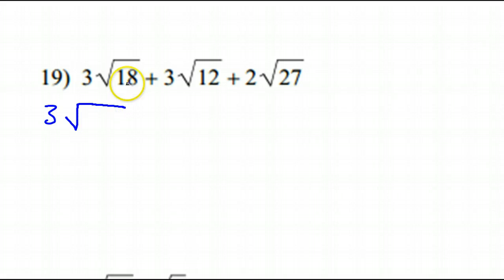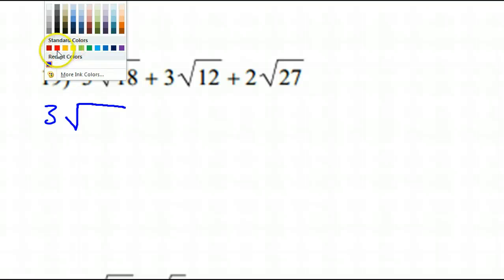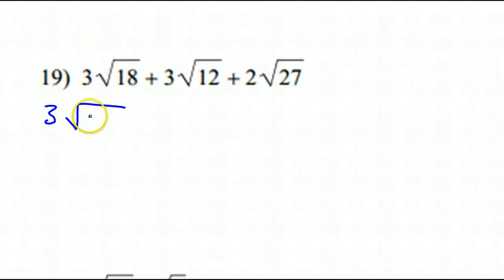As I look at the 18, I'm trying to think of a perfect square factor inside of 18. 18 is 9 times 2. 9 being a perfect square. Okay? Always put your perfect square first. I'm going to put it in red so you can follow what's happening. Alright, then we have the 3. I'm just bringing that down.